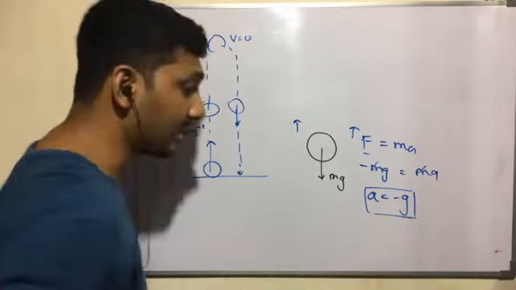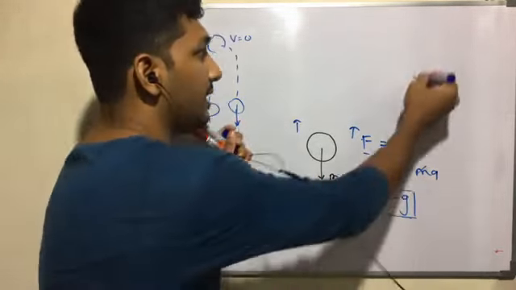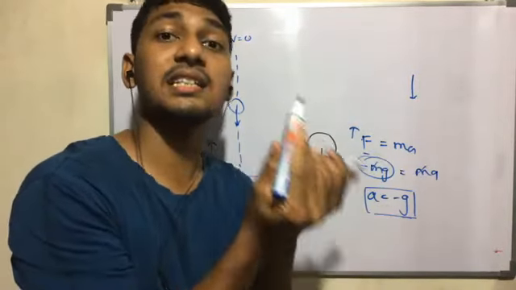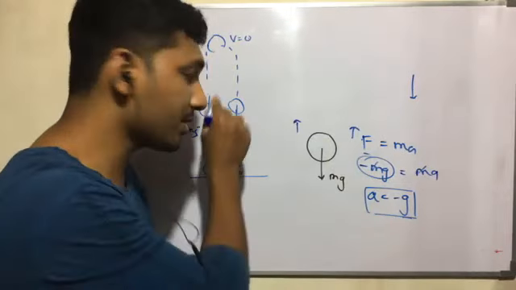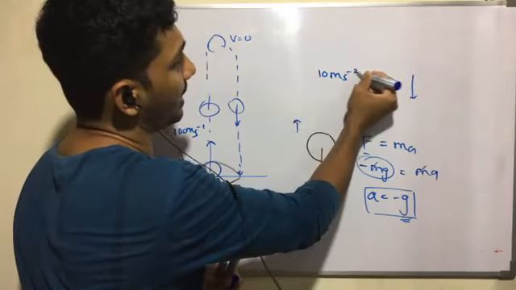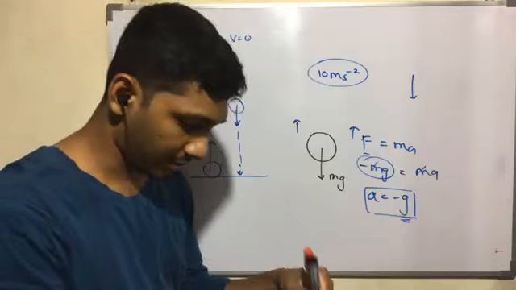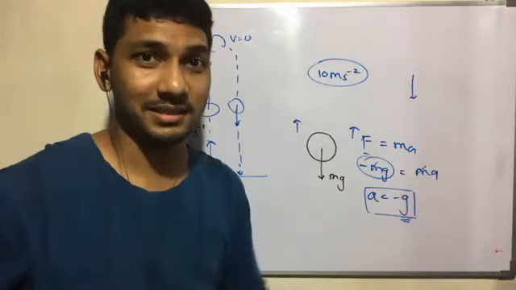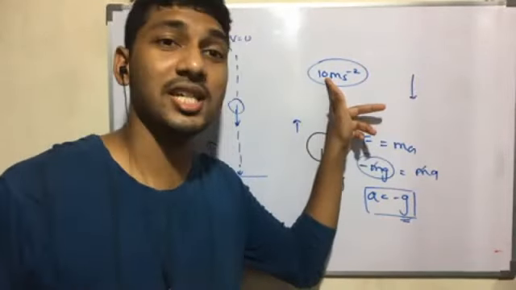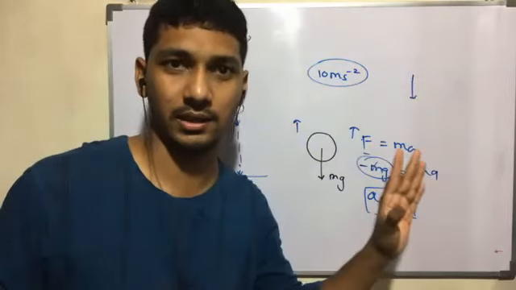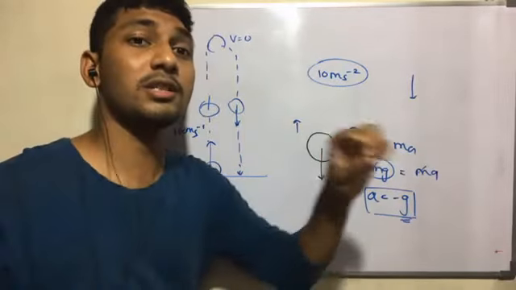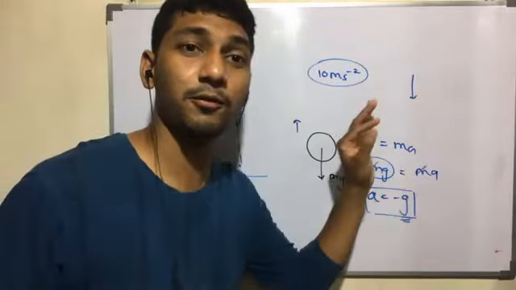When it comes back, the acceleration will be g, because in this direction the mg will be supporting the motion. So it will be an acceleration. When it goes up, it will be a deceleration. We all know that the gravitational acceleration is 10 m s^-2. What does it mean? That's why we study definitions. For every second, there will be a change of 10 m s^-1 in velocity. When it goes up, the velocity will decrease by 10 m s^-1 for each second.